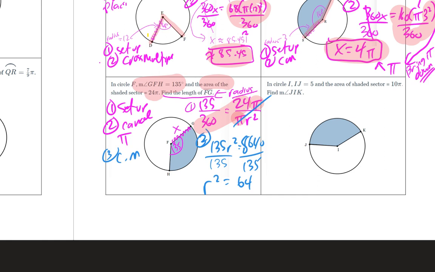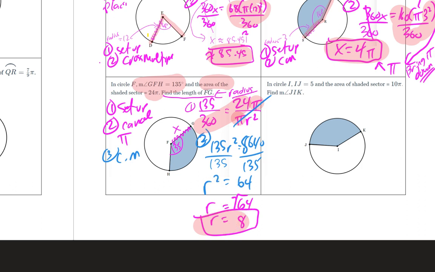So that means I need to get to r, I need to take the square root. So r equals the square root of 64. That means r equals 8. Okay, so that's our answer. So r does not equal 64. R equals the square root of 64, which is equal to 8.